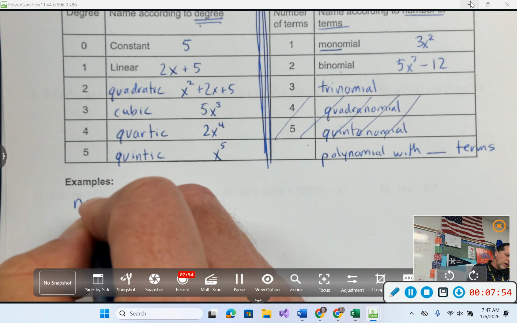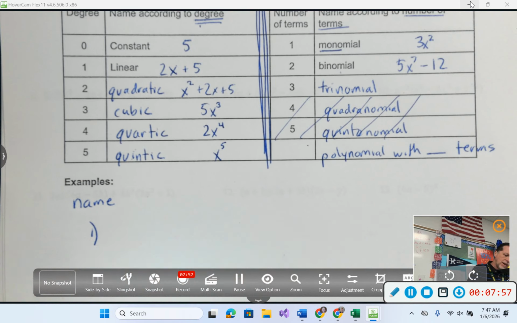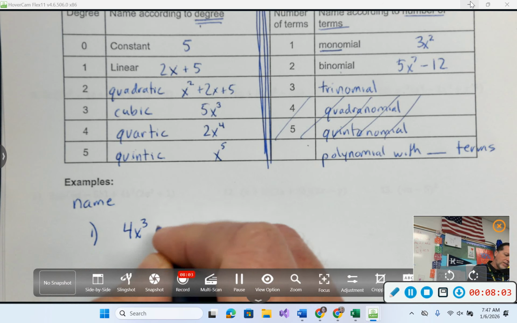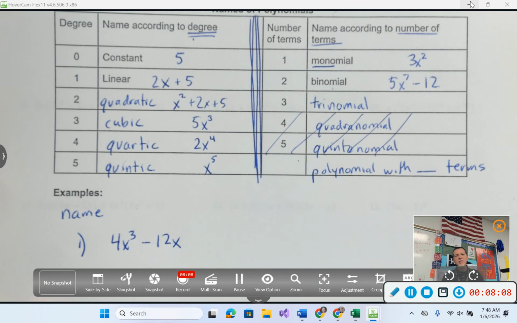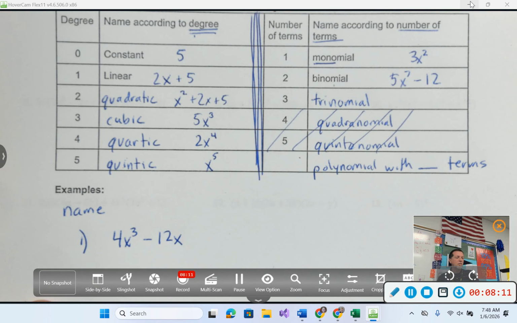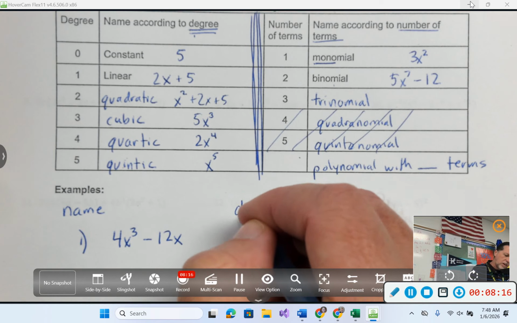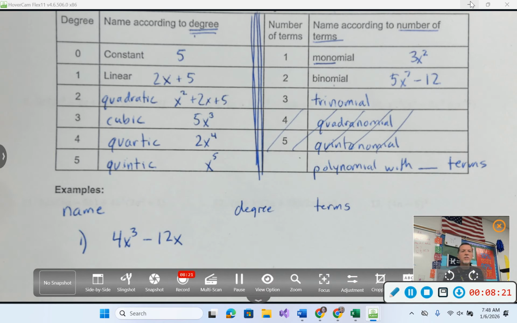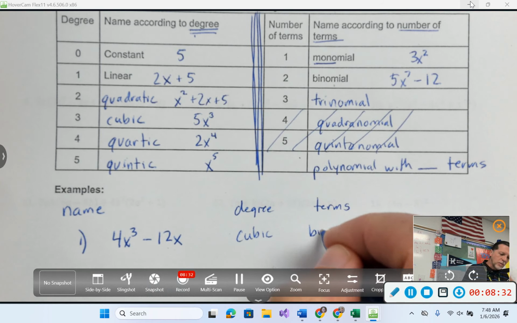So for an example, let's see, 4x cubed minus 12x. Name that 2 different ways. So name it according to degree, and then name it according to terms. So what degree is it? Cubic. And how many terms are there? Careful, how many terms are there? 2. So that's a cubic binomial.